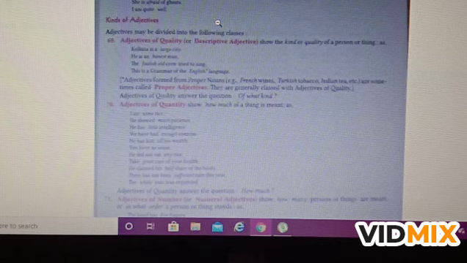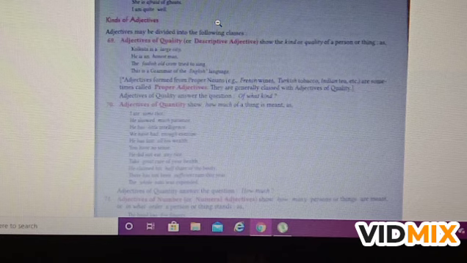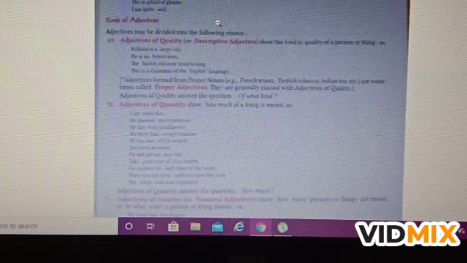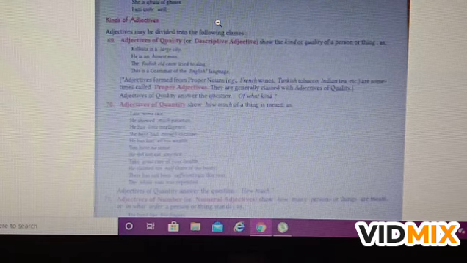He is an honest man. So it defines the man. It shows the quality of the man. So the word honest here is adjective of quality. Next, the foolish old crow tried to sing. The word foolish here is adjective of quality. This is a grammar of the English language. Which language? English language. So the word English here is adjective of quality.